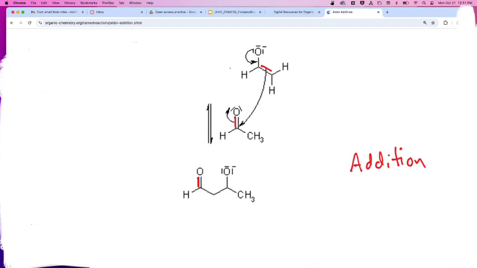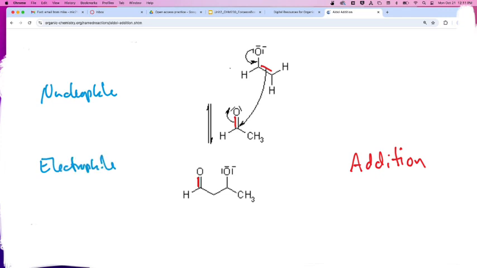Okay, could this be an SN2? No. Why? Because SN2 applies to substitution, and this is applying to addition. So we already know it's an addition. What are the possible additions? Awesome, nucleophile and electrophile. Okay, so we've got 2 choices. We have to differentiate between the nucleophile addition and the electrophile addition.